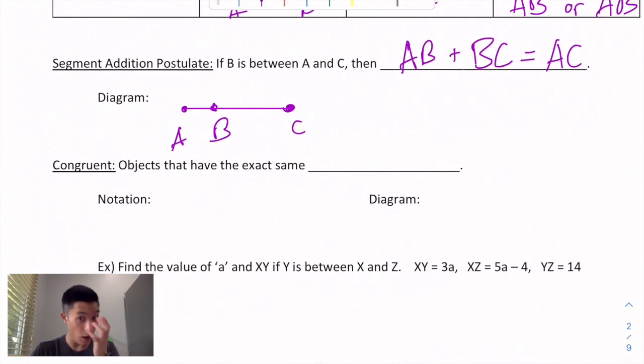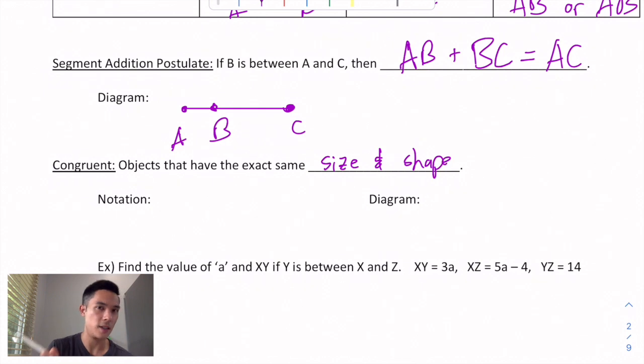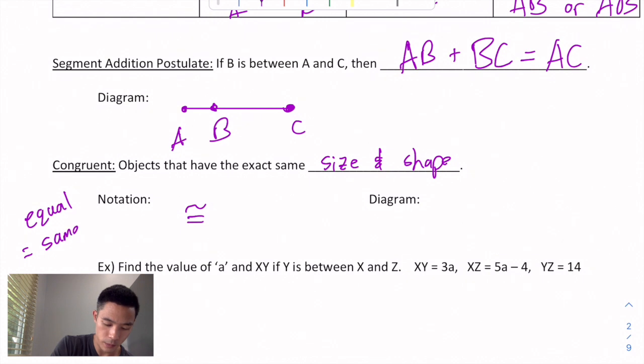Congruent here means objects that have the same size and shape. Congruent, same size and shape. The notation for congruent is an equal sign with a squiggly thing on top, which denotes same size and shape. Now, it's different from the word equals. If something is equal, that basically just means same size. They're equal.